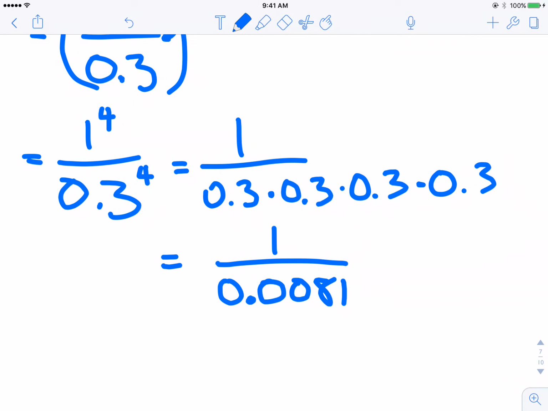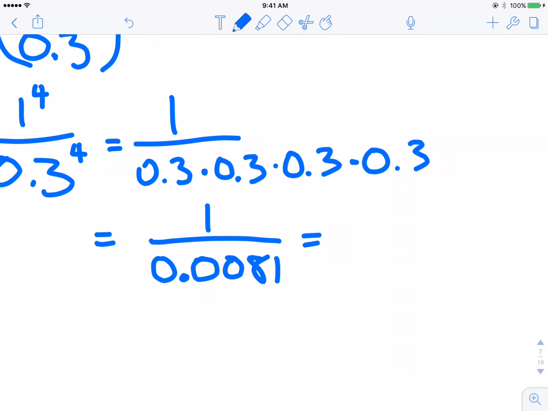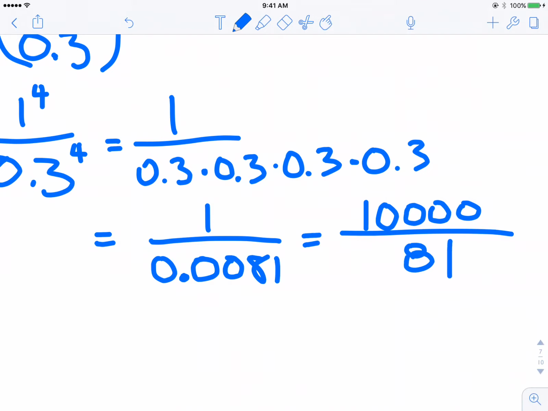Now, again, we usually don't have decimals and fractions, so you may want to try and simplify this a little bit more. I want to move that decimal 4 places: 1, 2, 3, 4, so 10000 over 81. I would consider this a little bit more of a correct answer. Your textbook may show you this. Either or is perfectly fine.